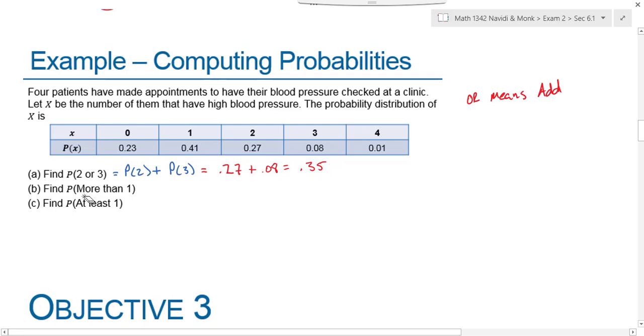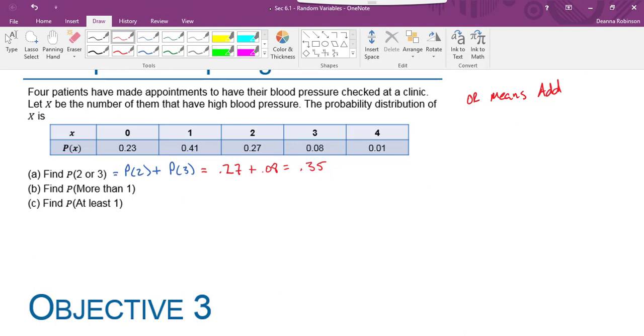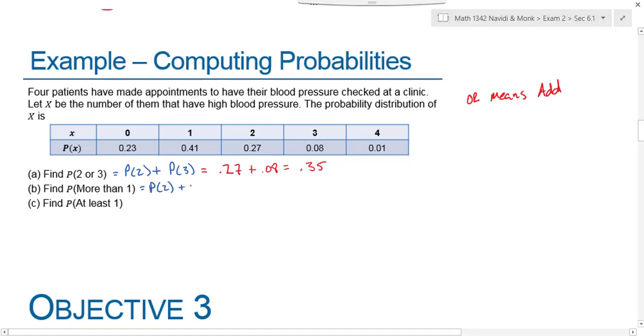pressure. Part B says find the probability that more than one of the patients have high blood pressure. More than one means we're looking at what for X? 2 is more than 1, 3 is more than 1, and 4 is more than 1. So that's going to give us 0.27 plus 0.08 plus 0.01, and that is 0.36. So adding that one more patient didn't change things a whole lot.